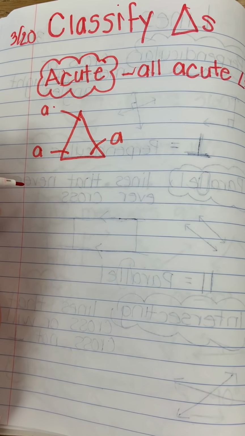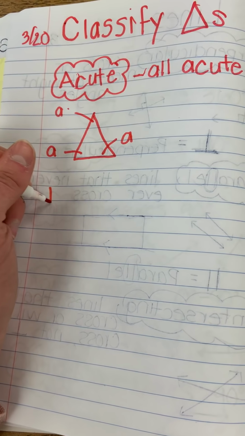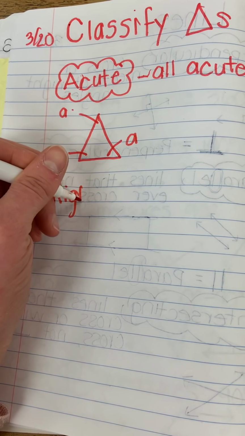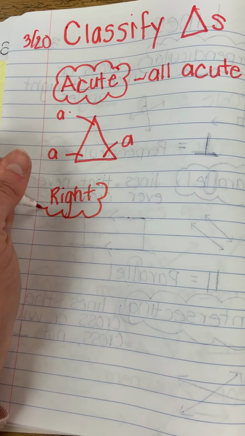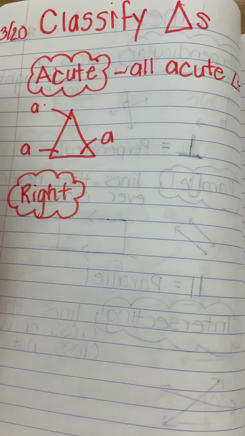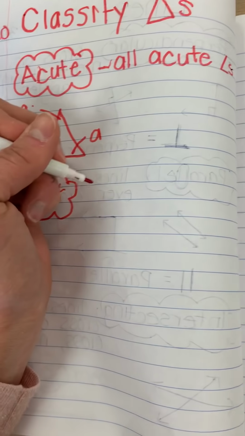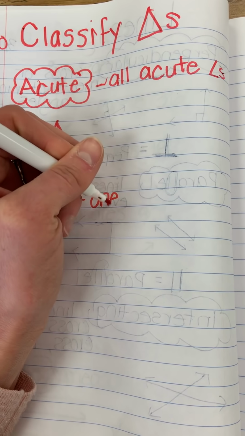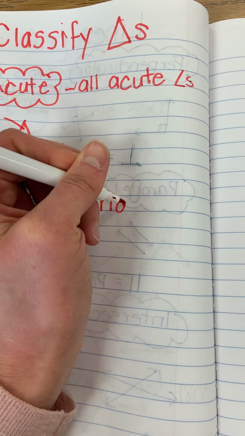Our second type of triangle, based on angles, you probably guessed, is a right triangle. Now, we know it's a right triangle because it has one right angle. Now, we know right angles measure 90 degrees.